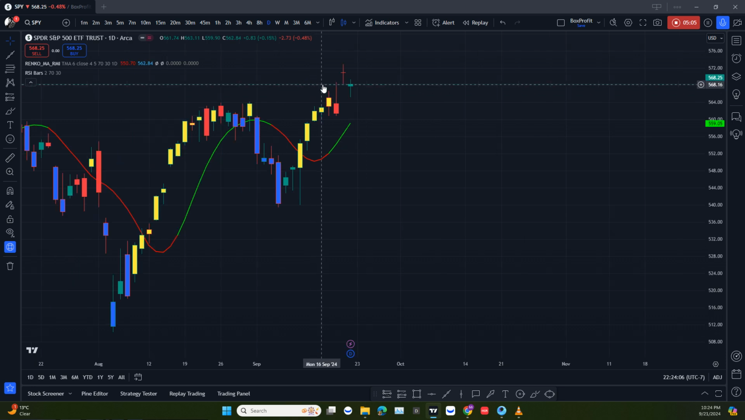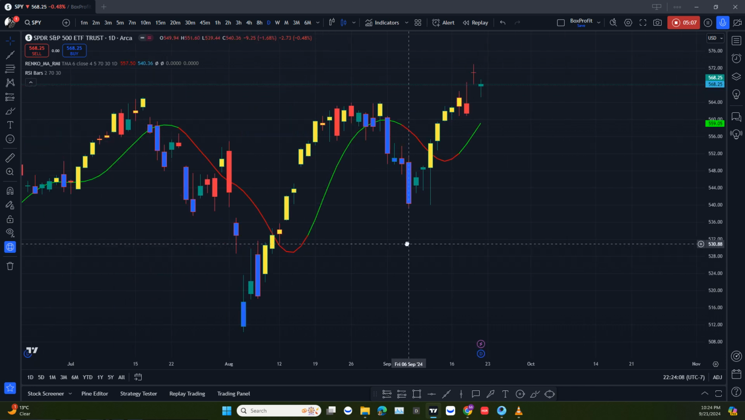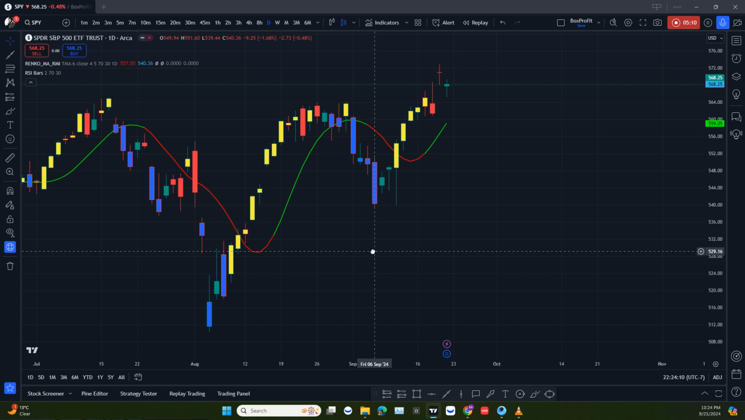But what would those dojis really tell us? It could be a reversal point, or it could be a slight pullback which is forming up, or is it a false breakout, or is it a true breakout? So where are we standing?